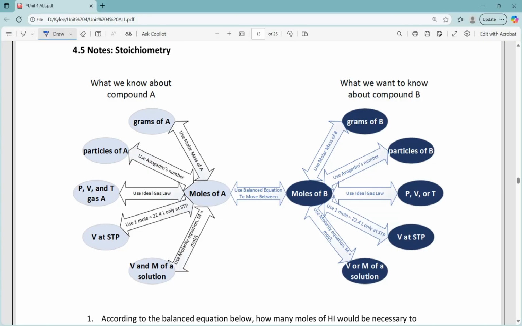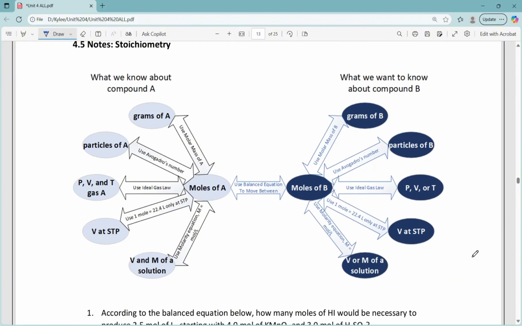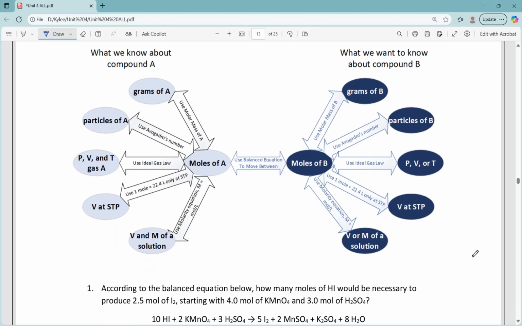This is Miss List, and I am here with 4.5, which is on stoichiometry. The word stoichiometry comes from a Greek translation that literally means to measure the elements. The way that we use stoichiometry in chemistry is to switch from moles of a known substance to moles of an unknown substance, and usually that is done via a mole ratio. This pathway in this graphic organizer is based on the mole ratio from the balanced chemical equation.